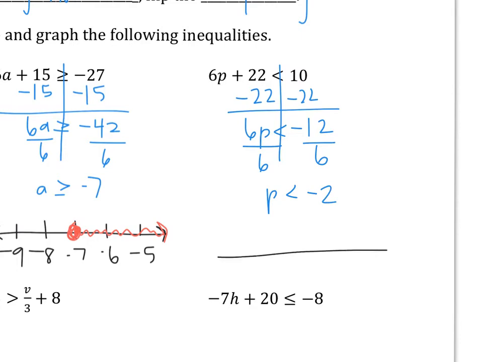I'll go ahead and graph this solution on the number line. Negative 2, negative 1, 0, and then negative 3, and negative 4. And then an open circle at negative 2, and then everything less than negative 2, so this would shade to the left.